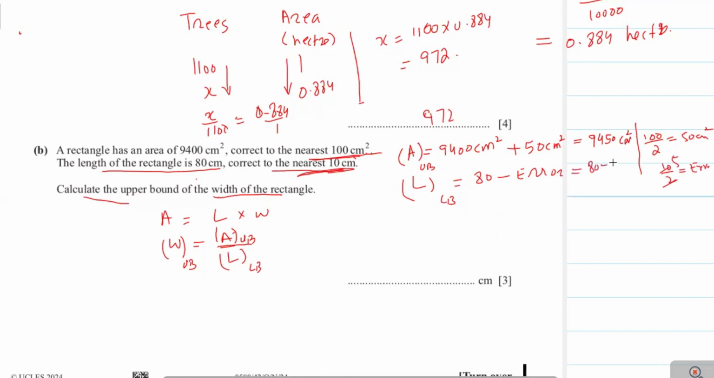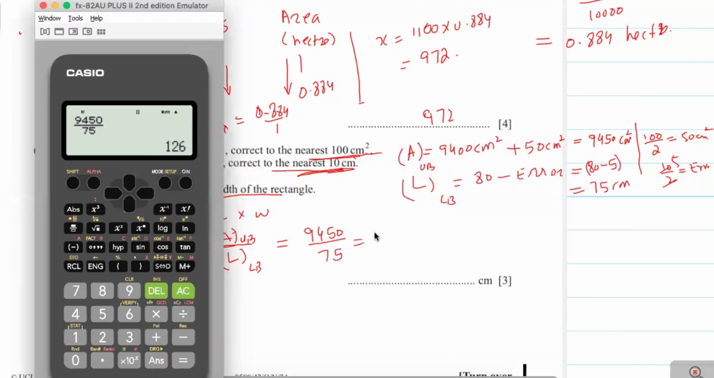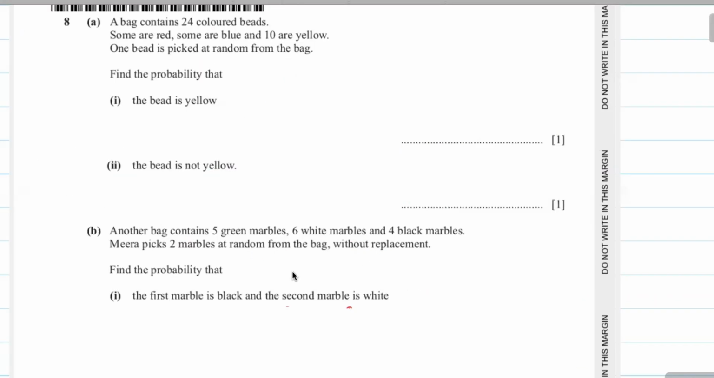Therefore we write 80 minus 5, and this will be equal to 75 centimeter. This value will be the lower bound of the length. Now we can write 9450 over 75, and this will be equal to 126, and the 126 centimeter is the answer.